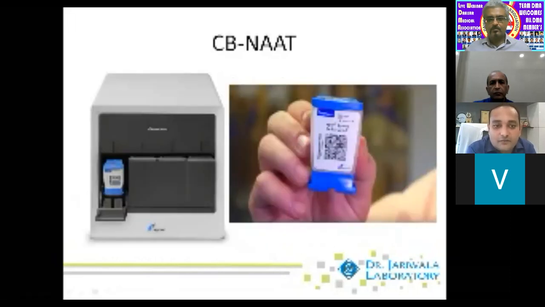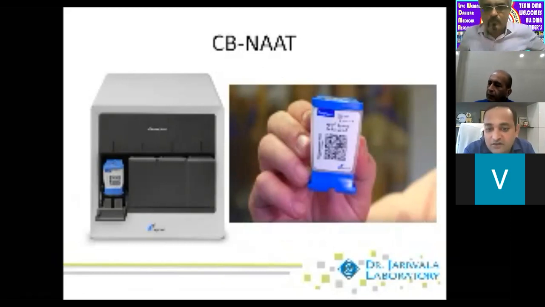Yes, so this is what I mentioned. This is the CBNAT instrument, and on the right-hand side is a CBNAT cartridge, the one in blue color, which is held in a hand. All that needs to be done is that the viral transport medium in which the nasopharyngeal swabs are kept needs to be transferred into this cartridge, and the cartridge has to be sealed and put into this instrument. That's all. And within around 1 hour's time, we should be able to get the report. So this is extremely easy.